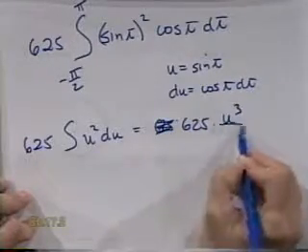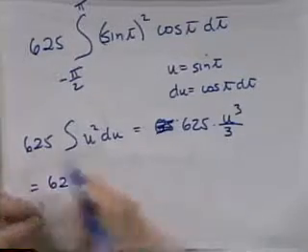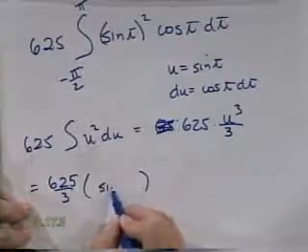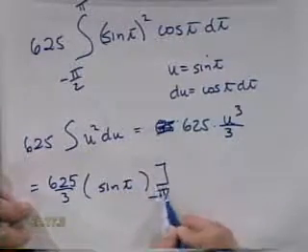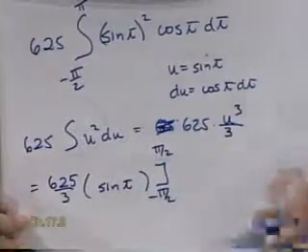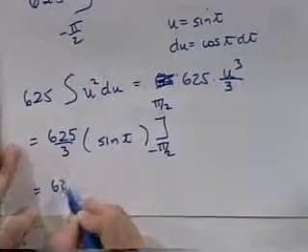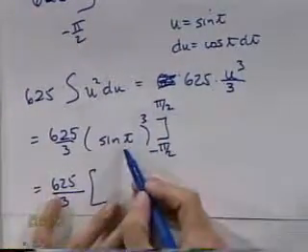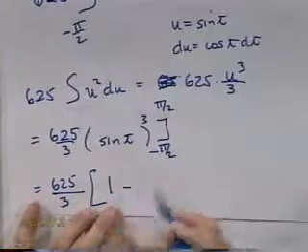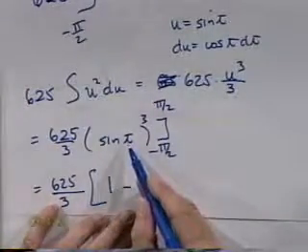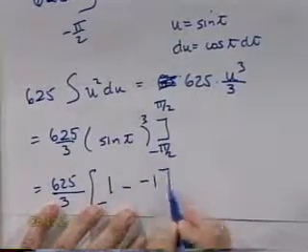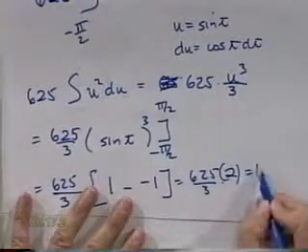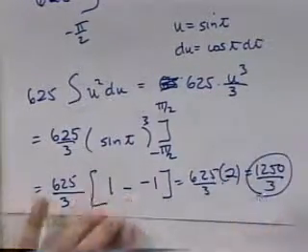Which is 625 times u cubed over 3. Now notice I've done the integration, so I have 625 over 3 times, what's my u? It's sine t, and we're evaluating it from minus pi over 2 to pi over 2. So this gives me 625 over 3 times, pop in pi over 2, sine of pi over 2 is 1, 1 cubed is 1, minus, pop in a negative pi over 2, sine of minus pi over 2 is a negative 1, negative 1 cubed is a negative 1. So this is 625 over 3 times 2, which we can write as 1250 over 3 as our final answer.